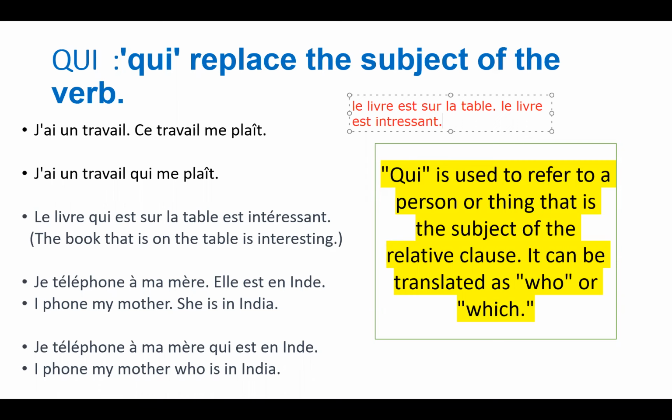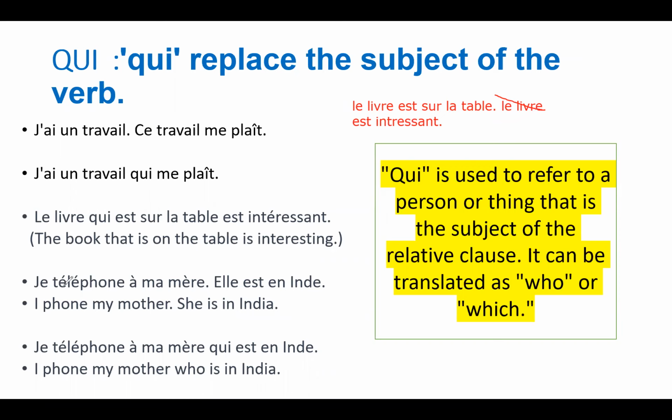Now here you can see that in the second sentence, le livre is the subject. So we'll remove le livre, the subject, and we put qui here, and it becomes one sentence. Just to avoid the repetition, we remove the subject of the subordinate clause and we put qui. So, le livre qui est sous la table est intéressant. Okay, so this one is qui. I hope this one is clear.